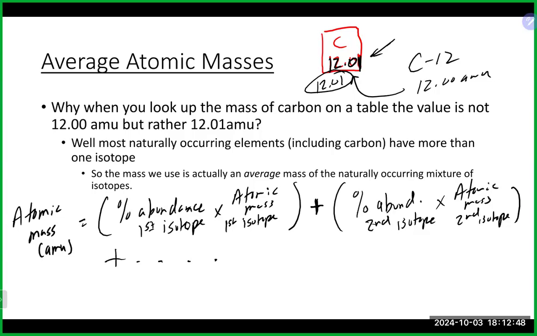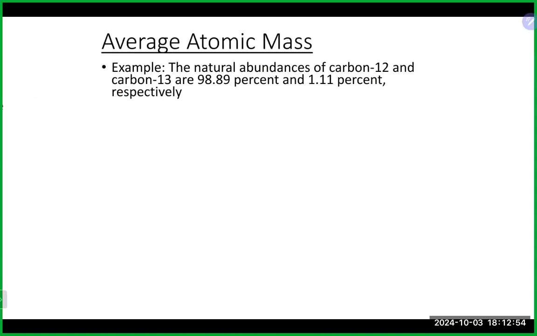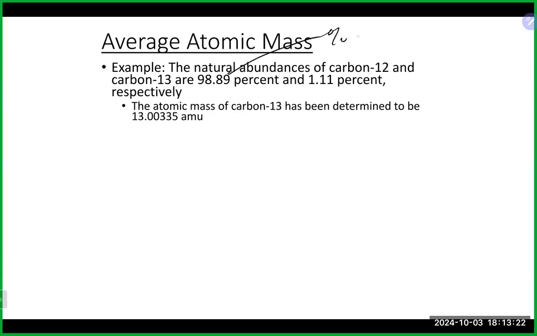Now, when we look at something like carbon, like I said before, it has two isotopes. One isotope is the carbon 12 isotope, which has a mass of 12.00, and the carbon 13 isotope, which has a mass, as you can see there, about 13.00335 AMU. The carbon 12 isotope occurs about 99% of the time, and the carbon 13 is about 1% of the time. And that is what I was talking about earlier. These are their percent abundance, those percentages.